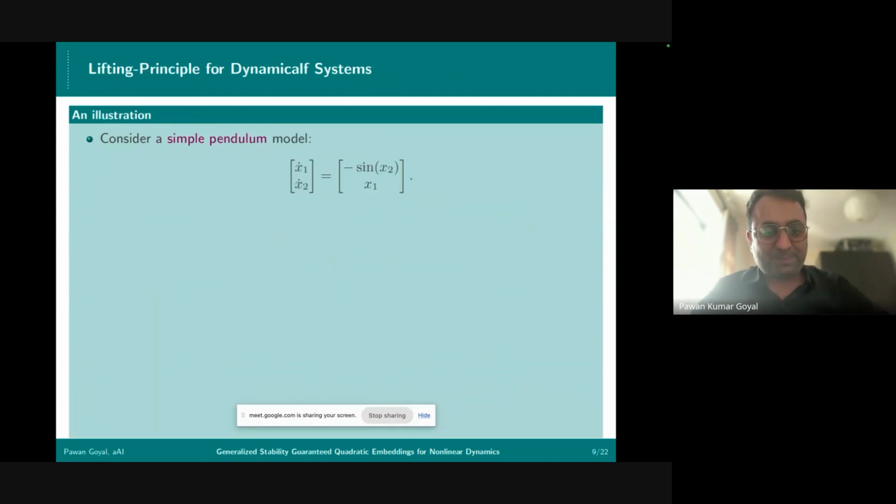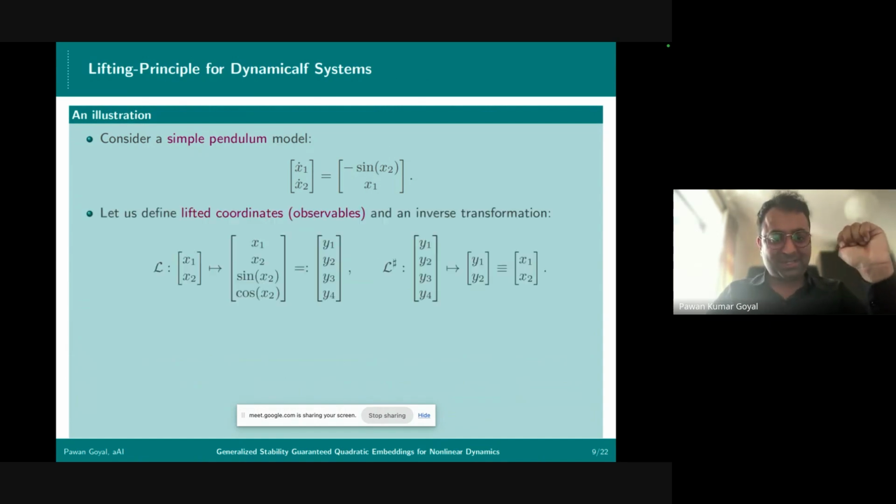So let's look at the simple pendulum example. Actually, as we said, it is not possible to write it as a linear system. However, if you have these pendulum equations, let's say that we can introduce two more variables. So we are going from x1 and x2 to defining two more variables, which are sine of x2 and cosine of x2. Let's call them y3 and y4. So in total, we have y1, y2, y3, y4. And then we can also go back from the y to x, that mapping we know.